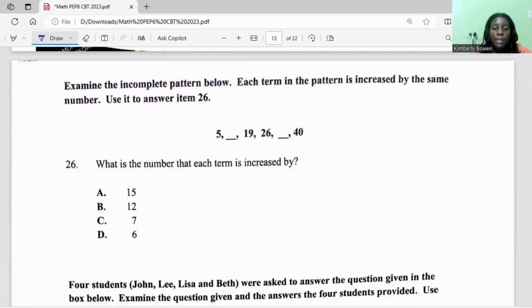Examine the incomplete pattern below. Each term in the pattern is increased by the same number. Use it to answer item 26. What is the number that each term is increased by? Let's see.